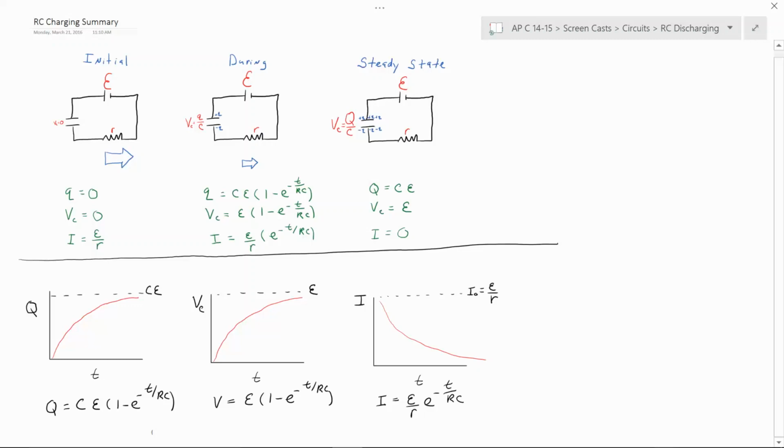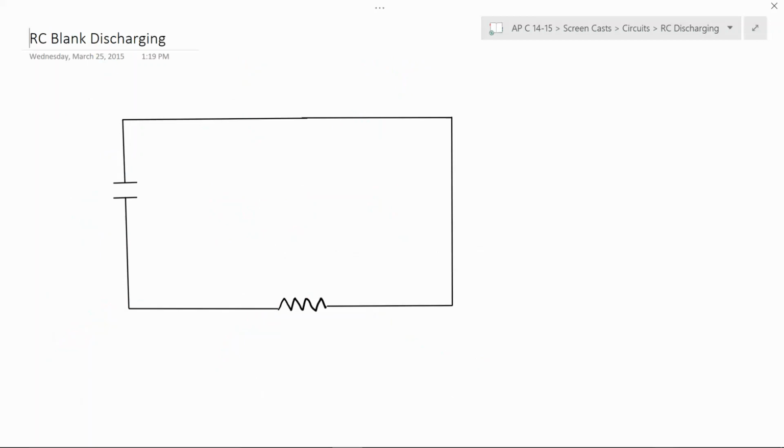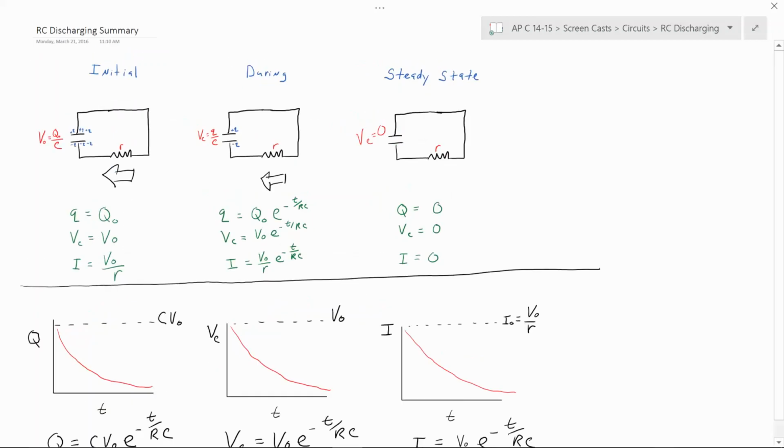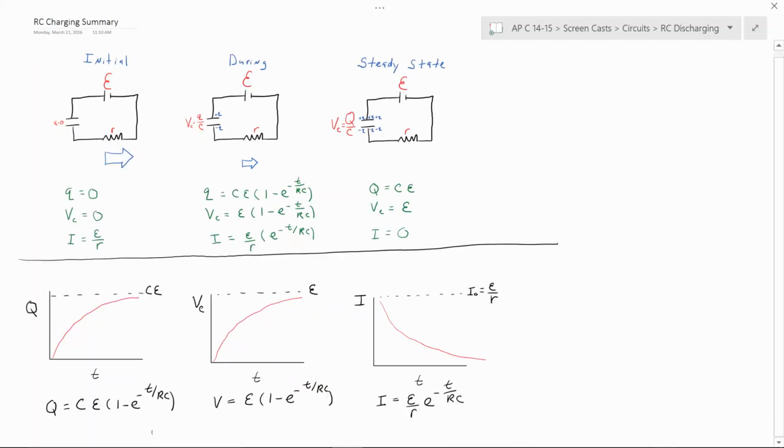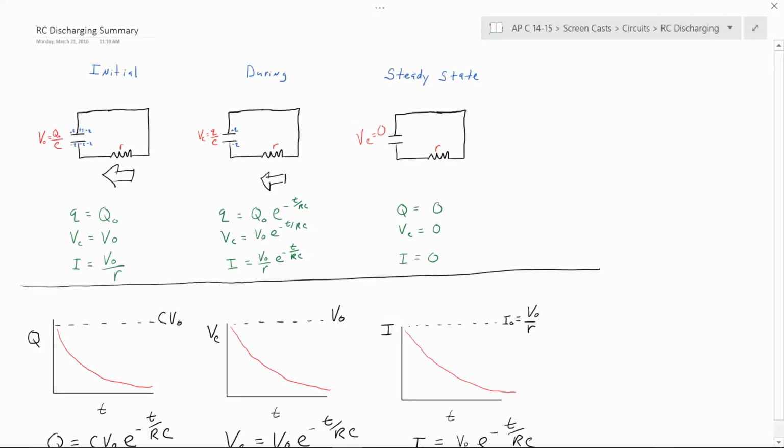In both cases, charging and discharging, you end up with no current, but for two different reasons. For a charging capacitor, you end up with no current because the voltage across the capacitor is in the opposite direction of the voltage from the battery, but there is a potential there. In the case of a discharging capacitor, you wind up with no current because there's no potential difference. There's no reason for charge to flow. There's no charge in the capacitor.